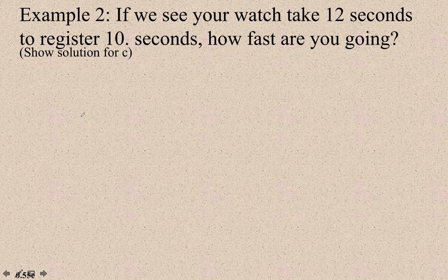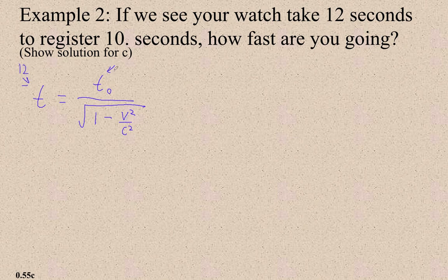Okay, so if we see your watch take 12 seconds to register 10 seconds, how fast are you going? Well, faster than 0.5 because we just figured out that it's 11.5 seconds or something like that, if you go 0.5 the speed of light. So what we've got to solve is t equals t naught over the square root of 1 minus v squared over c squared, and we want to solve that for v. In this case, I'd stick the 12 there and the 10 there, and then we could just plug and chug and put numbers in.